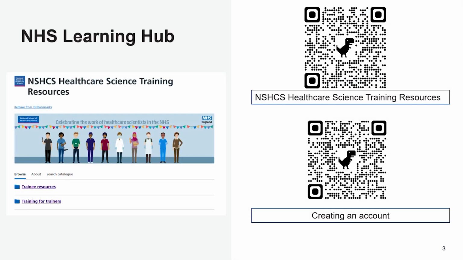Just to draw your attention to the Learning Hub resources, if you haven't accessed them already. Our catalogue is easy to find on the Learning Hub, but I've put the QR code for it, that first QR code there. If you haven't got a Learning Hub account, it's really easy now to create one yourself. Before, if you didn't have an NHS email address, you used to have to come via me for me to endorse you and request one on your behalf. But now you don't, it's not a problem. You can use any email address.